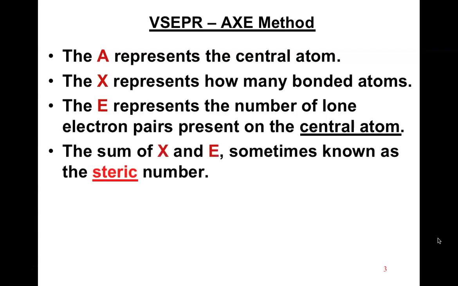Then if we write our AXE formula based on a dot structure, we add up X plus E, and this gives us what is known as the steric number. The steric number is going to help us later on in supporting our determination and prediction of hybridization. Questions on this AXE method?